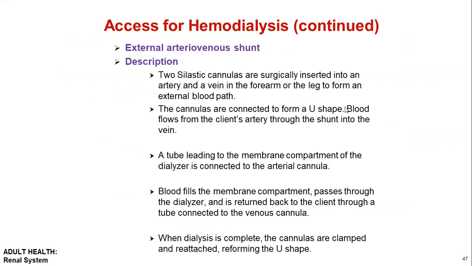And here, blood flows connecting the artery and shunt. The tube leading to the membrane compartment of the dialyzer is connected to the arterial cannula. The blood fills the membrane compartment, passes through the dialyzer, and returns back to the client through the tube. When dialysis is complete, the cannulas are clamped and reattached, right?